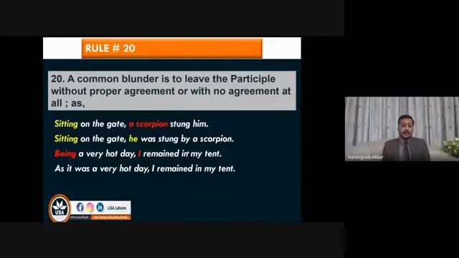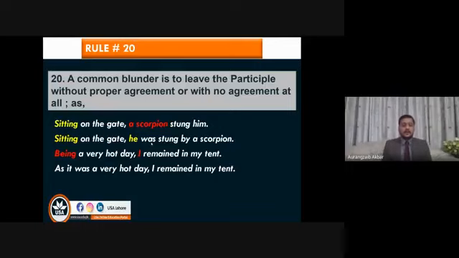Like: "Sitting on the gate, a scorpion stung him." What is here? Basically, there is no agreement. Here the antecedent, or you can say the referent, to whom the participle is referring is missing. The correct sentence is: "Sitting on the gate, he was stung by a scorpion." So we have used the proper pronoun here, and that's why we have added the verb "was."